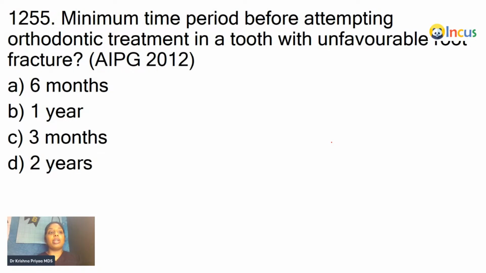Minimum time period before attempting orthodontic treatment in a tooth with unfavorable root fracture. It will be 2 years because the greater the complexity of the root fracture or crown fracture or the pulp involvement, the greater time should be taken before we start orthodontic treatment. We are not only including the tooth here. We are talking about the PDL fiber associated with the tooth and its association with the bone. So the longer we wait, the better, because the bone would be formed, the inflammation would be settled, and then we can start with resorption and deposition simultaneously.